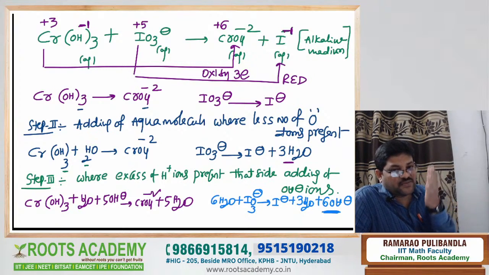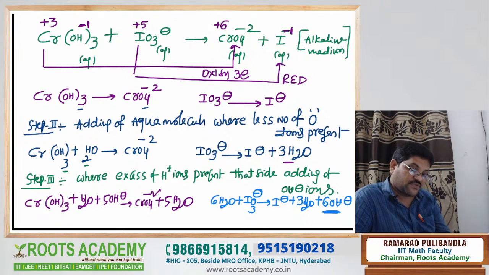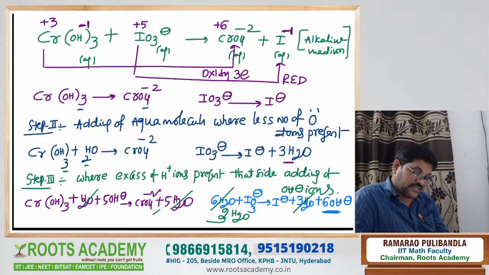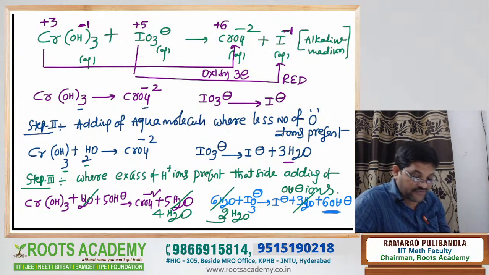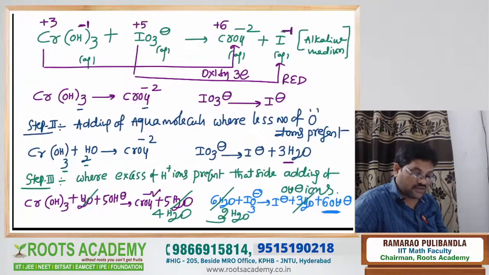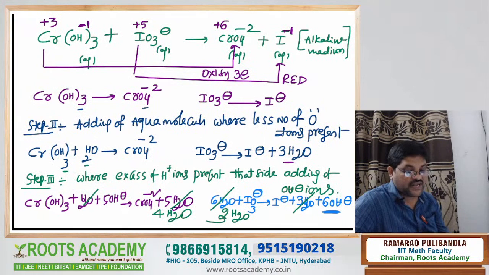Simple as another. Where excess H plus ions are there, that's it, adding of what? OH minus ions and the reverse H2O formation observed. Now this is what? 3H2O, simple logic. This 3H2O, 6H2O. Excess left is 3H2O. Here 5H2O, here 1H2O. Excess left is 4H2O. Simple logic. Now after excess H plus ions are balanced by OH minus ions, now what you got? Understood? Excess H plus ions present, that side adding up the OH minus ions.